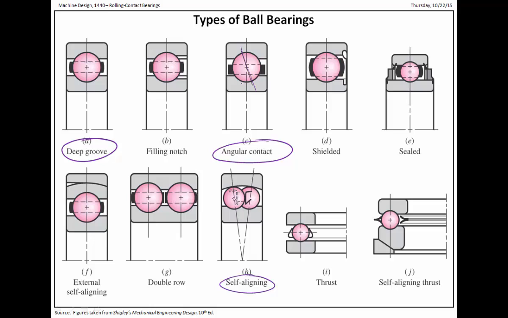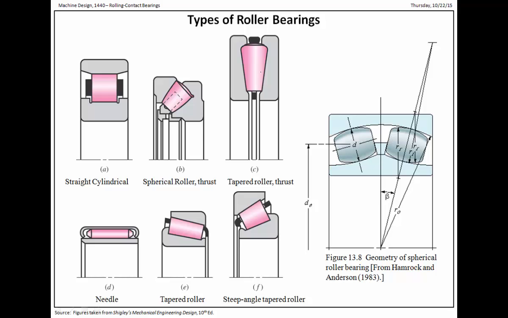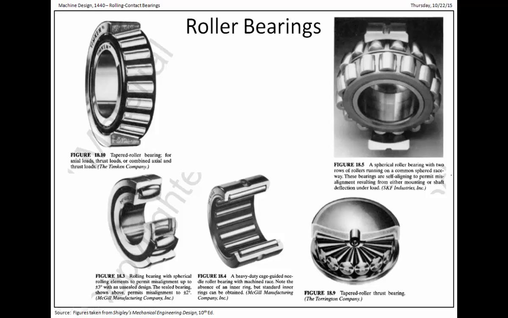This doesn't show it, but there's usually a little bit of gap, or a difference in curvature, between the race and the ball, just slightly enough that the outer can shift when the inner can shift, and that causes the load to be carried at an angle. There's also other types of roller bearings. I mentioned the needle or tapered roller, spherical bearings, lots of different types of bearings.